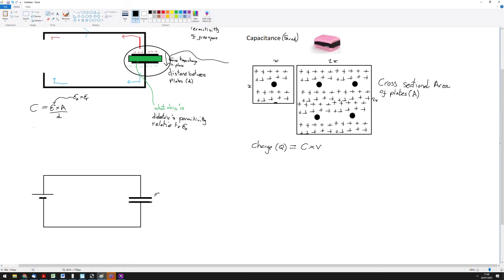So, I'm going to say my capacitance is equal to 400 microfarads. And I'm going to say my voltage is equal to 10 volts. Calculate the charge stored.